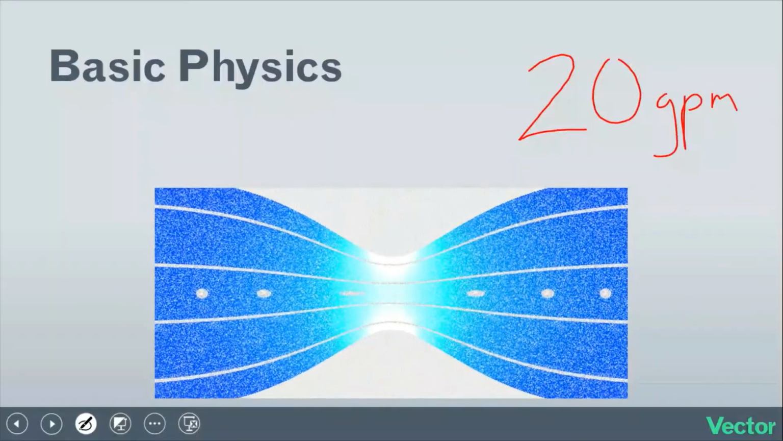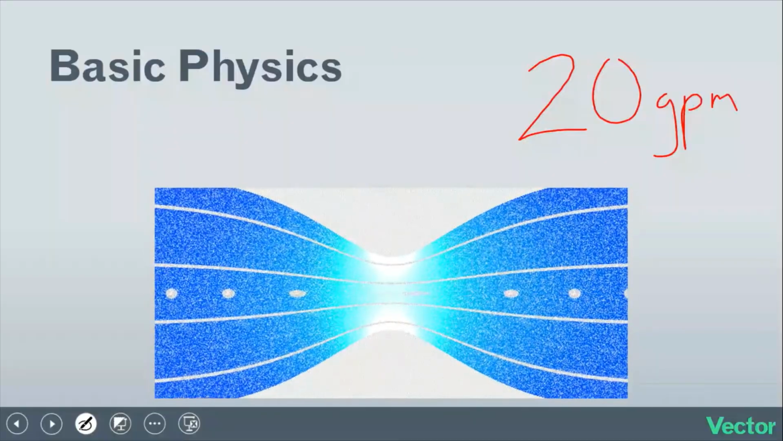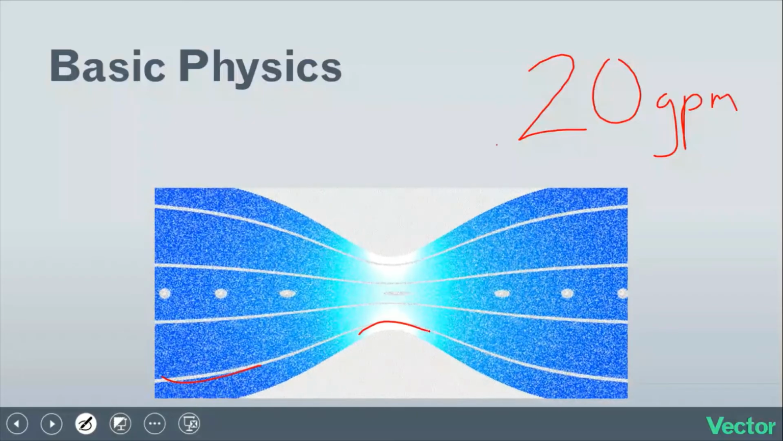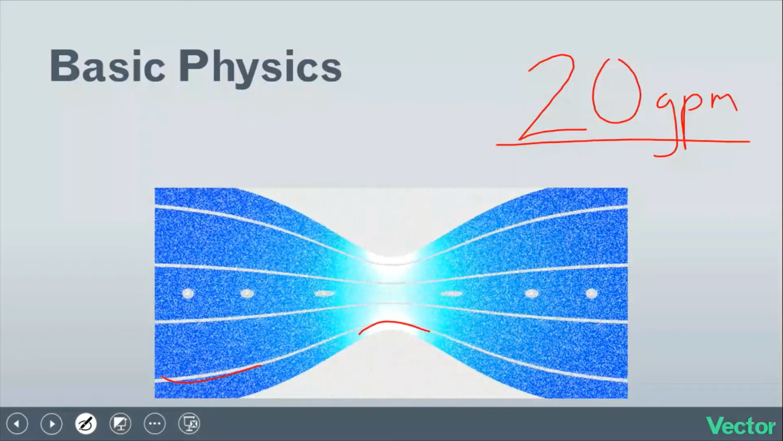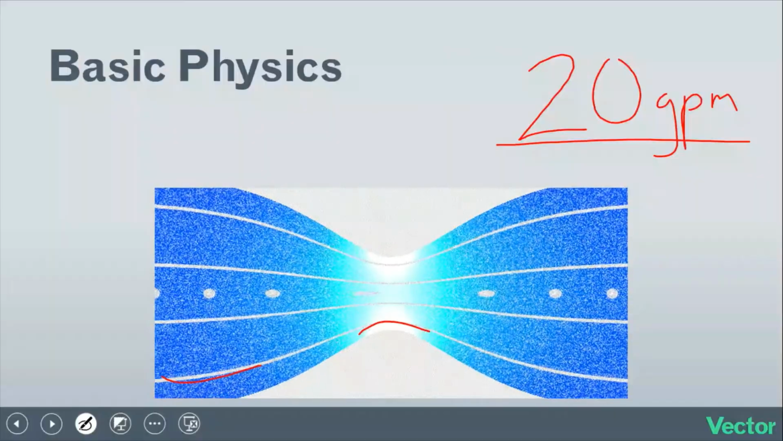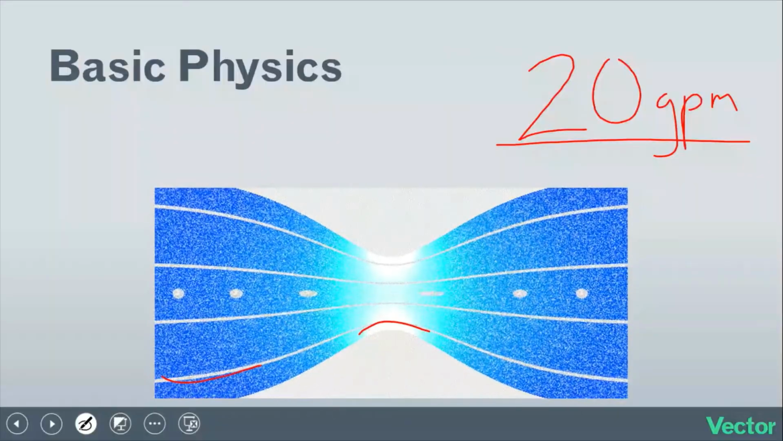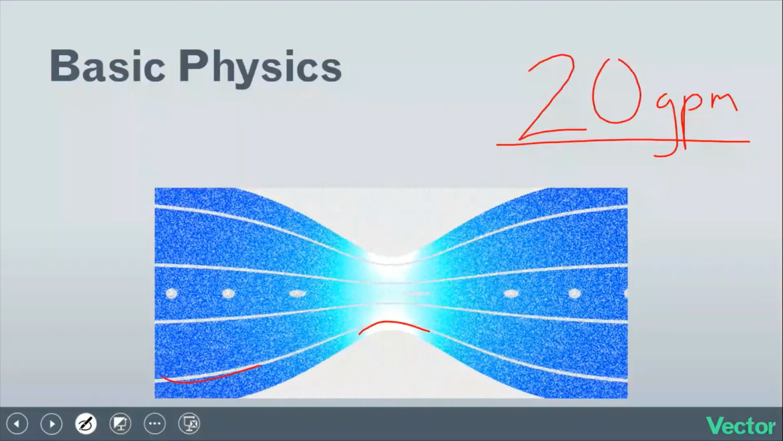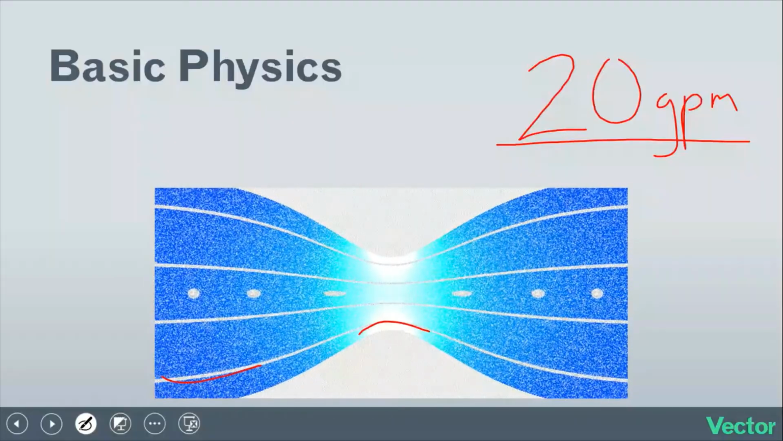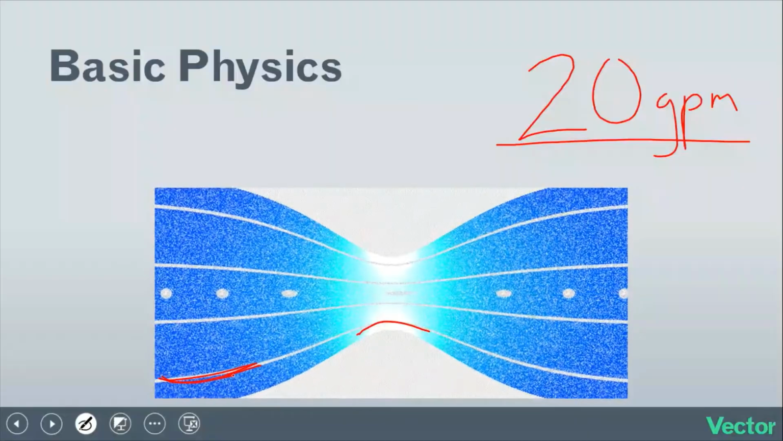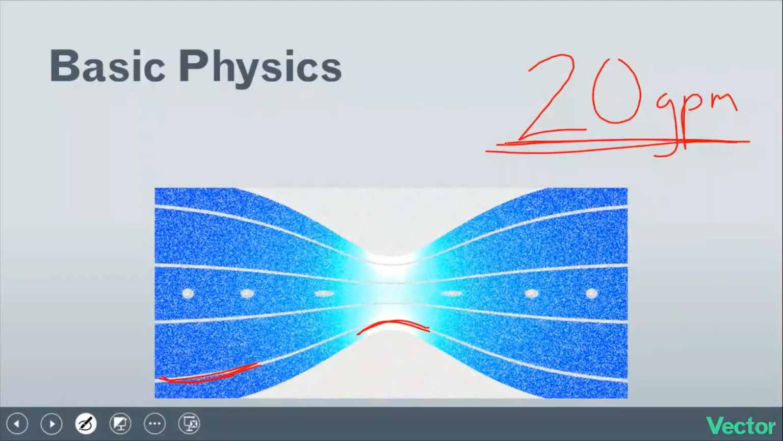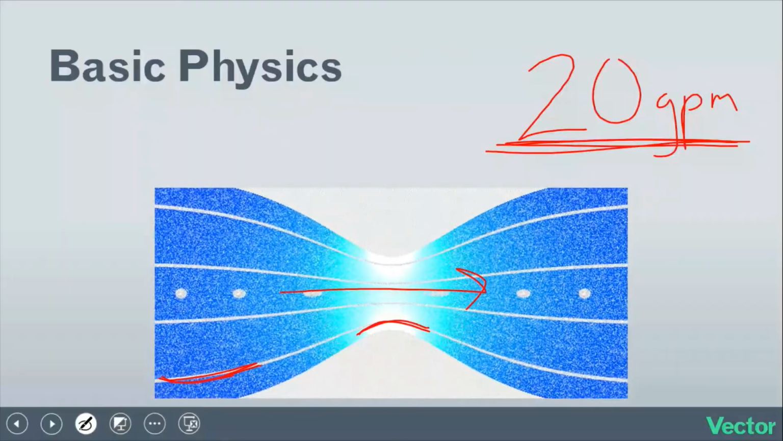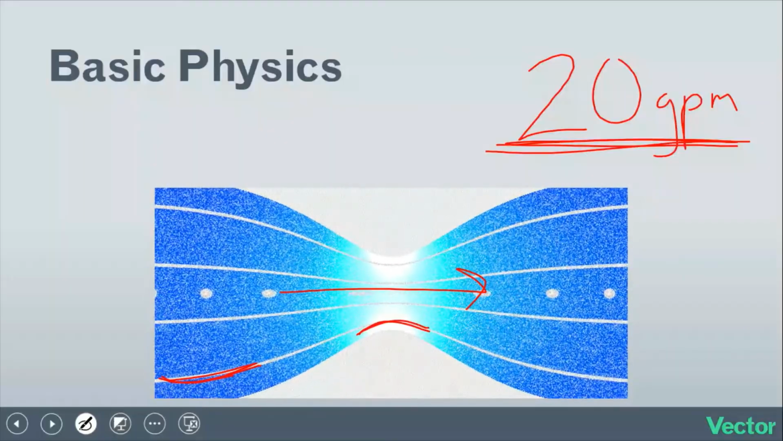Okay, so we need to move the same amount of fluid in the larger portion through the narrower portion while maintaining that 20 gallons per minute. We can't change the flow rate. So if we assume that this fluid is incompressible, in other words, we can't pack it into a smaller space, the density can't change, then the only way to move the same amount of fluid in the larger portion through the narrower portion at 20 gallons per minute still is to speed it up. So that fluid has to speed up in order to obey those laws of physics.